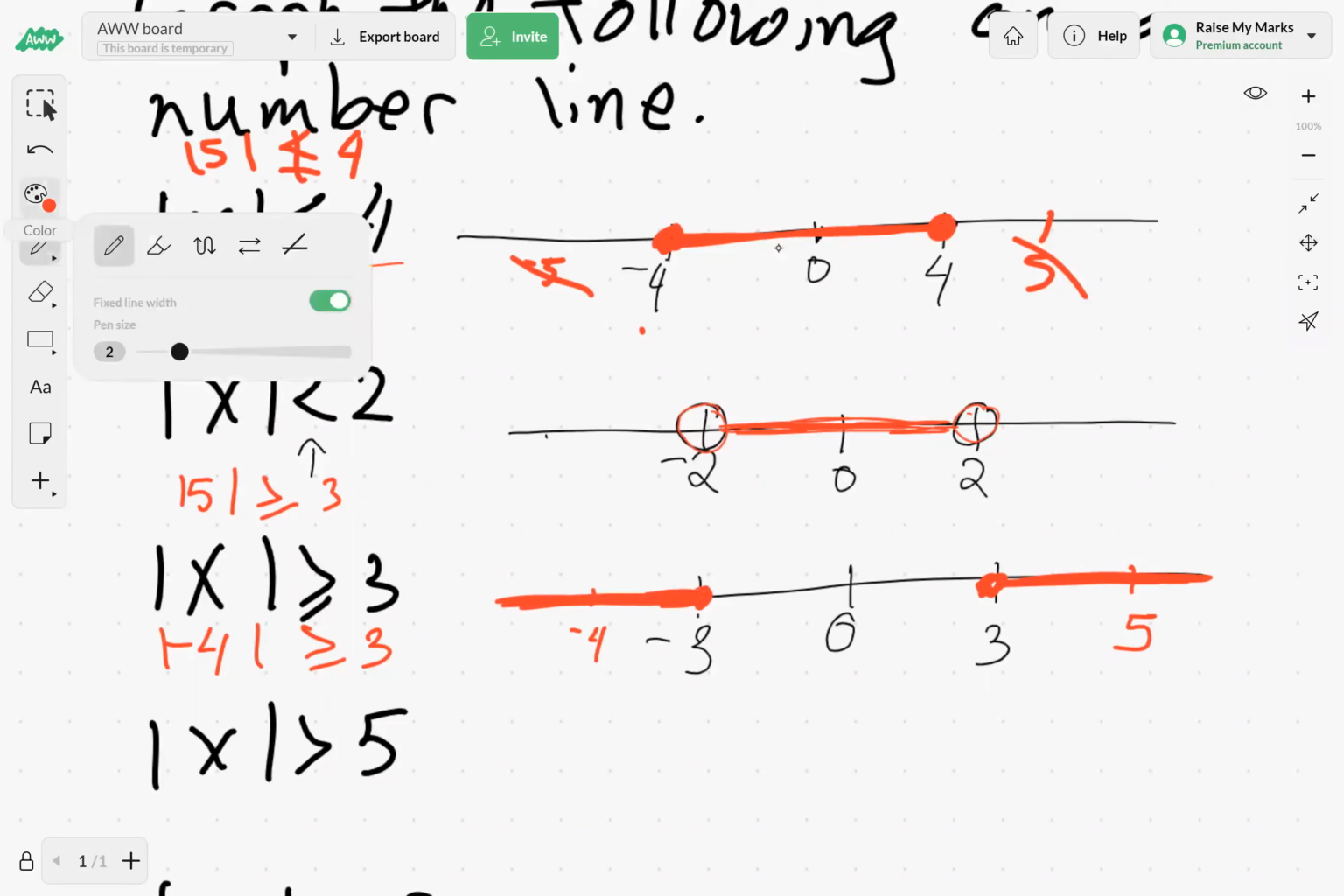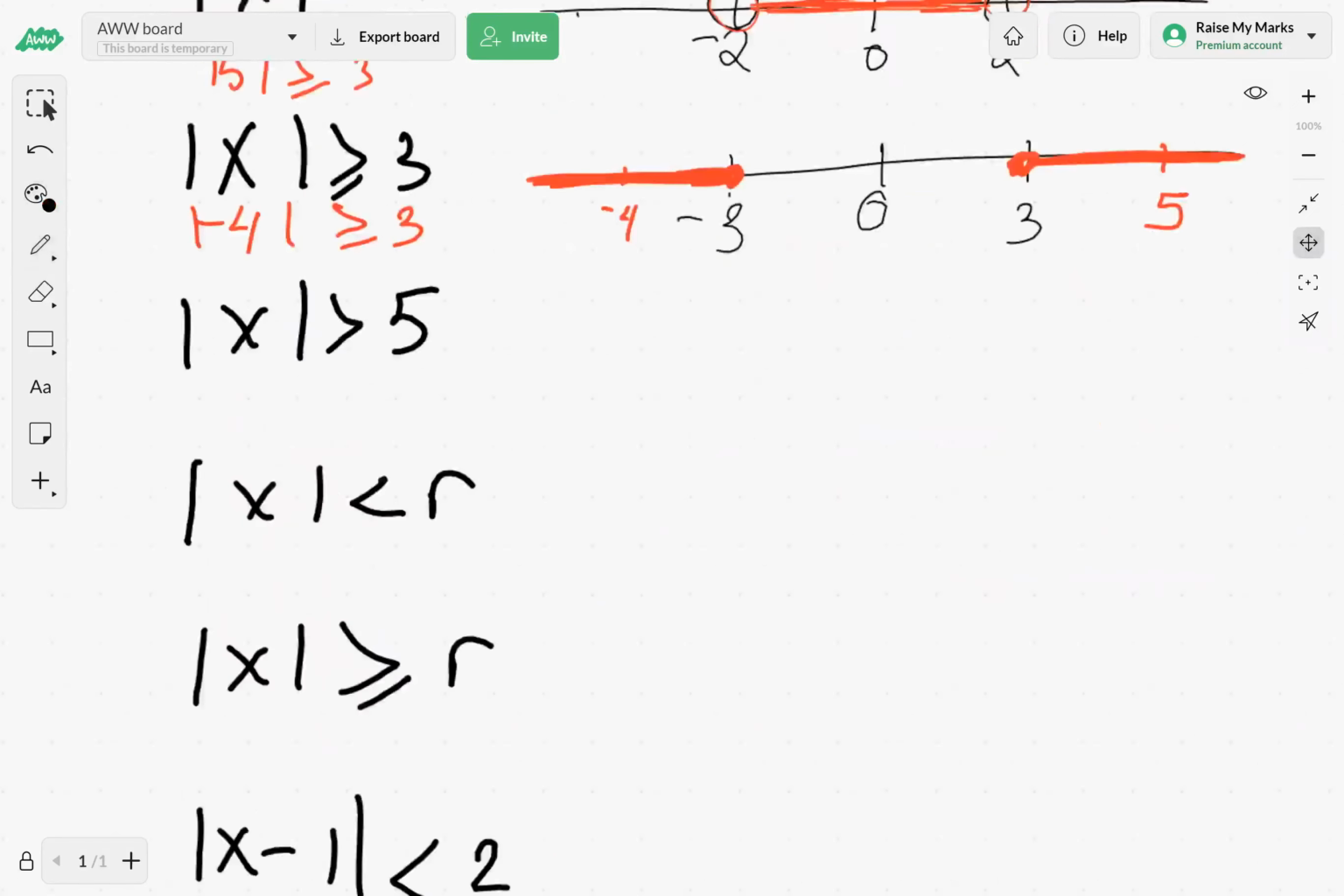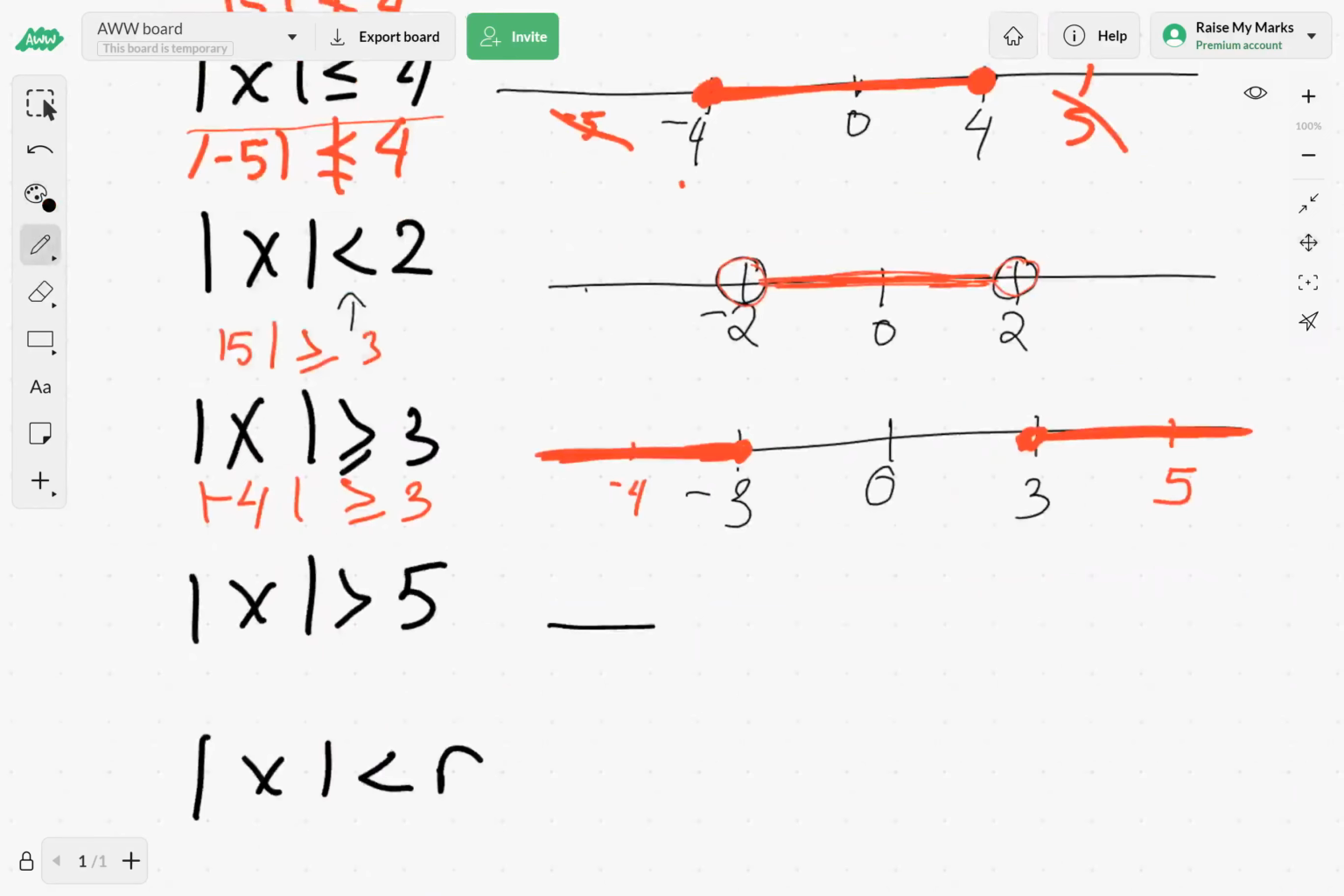All right. We have a few more. Let's see how many more we have to look at. Oh, wow. Okay. Let's try one more.